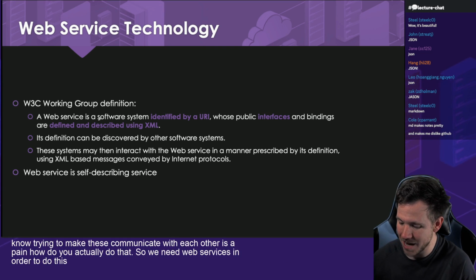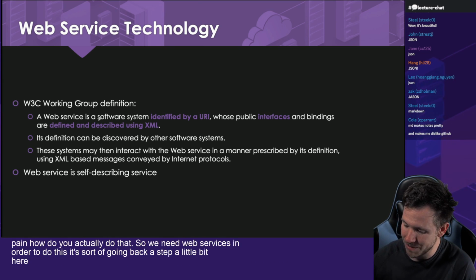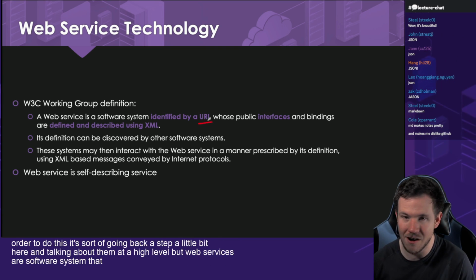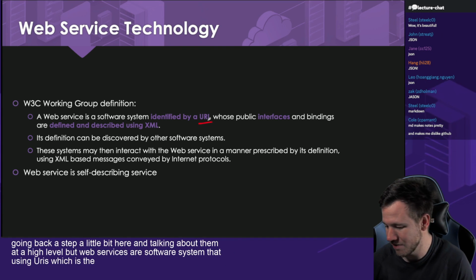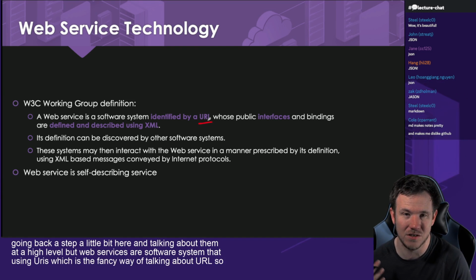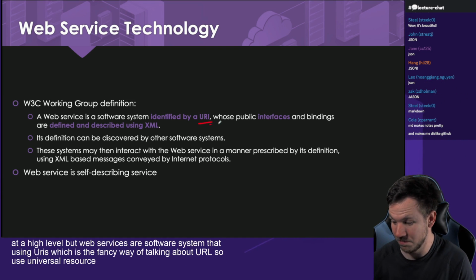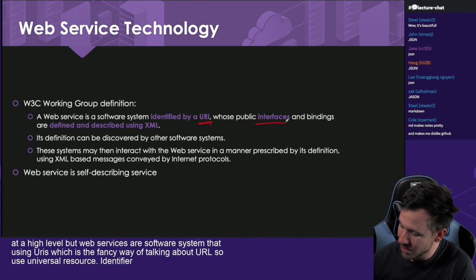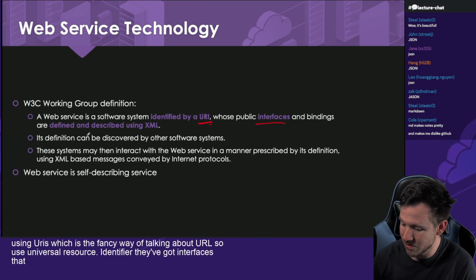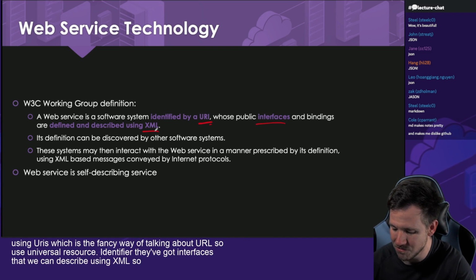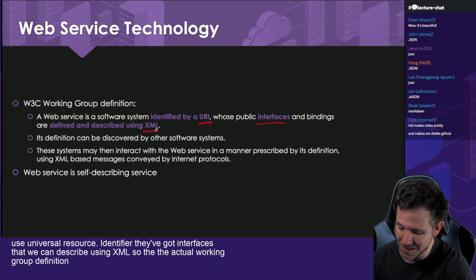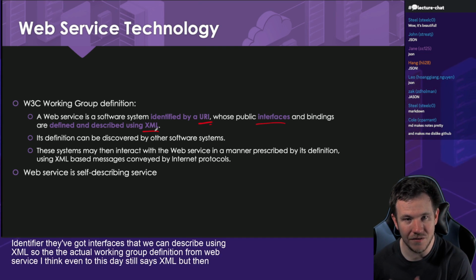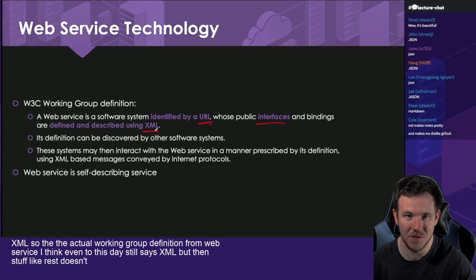So we're sort of going back a step a little bit here and talking about them at a high level. But a web service is a software system that, using URIs, which is the fancier way of talking about URLs, so universal resource identifier. They've got interfaces that we can describe using XML. So the actual working group definition for a web service, I think even to this day, still says XML, but then stuff like REST doesn't necessarily use XML.